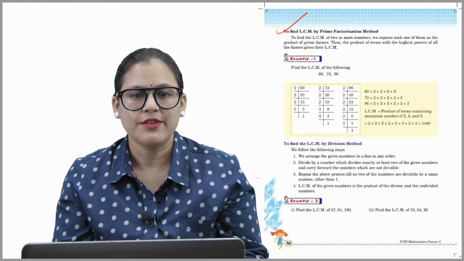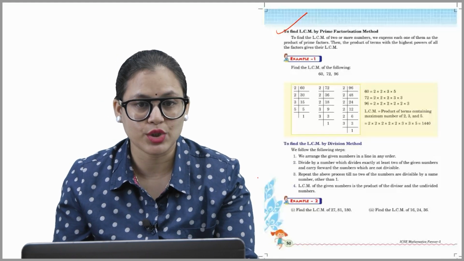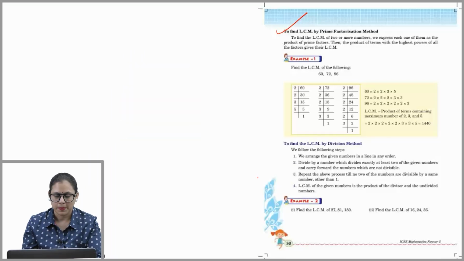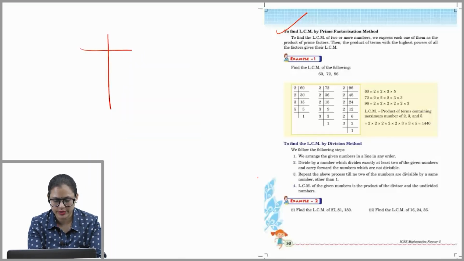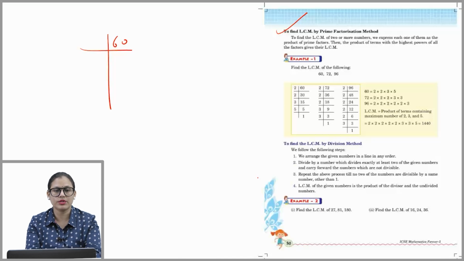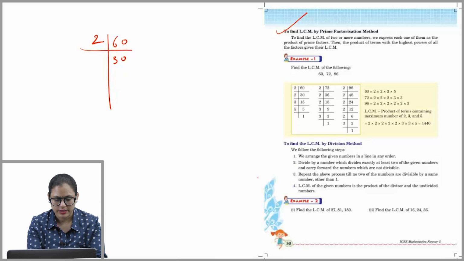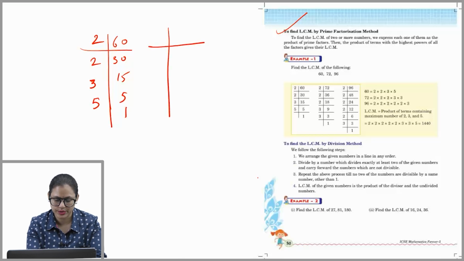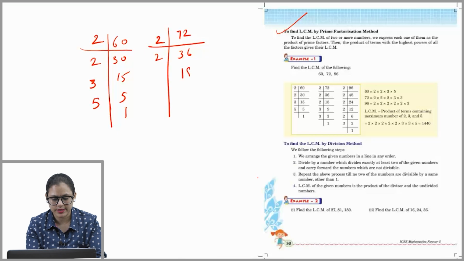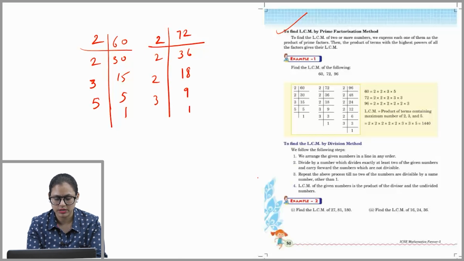Let's do example 1. Find the LCM of 60, 72 and 96. Okay. So, first what will we do? We will find out the prime factors of 60. 2 30s are 60, 2 15s are 30, 3 5s are 15, 5 1s are 5. Okay. Then we have 72, 2 36s are 72, 2 18s are 36, 2 9s are 18, and 3 3s are 9, and 3 1s are 3.